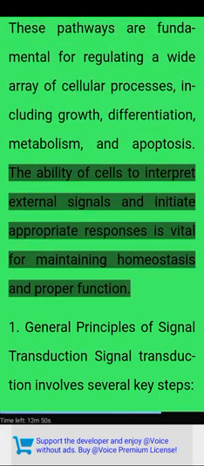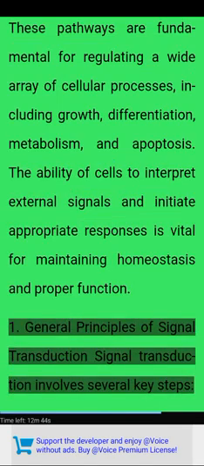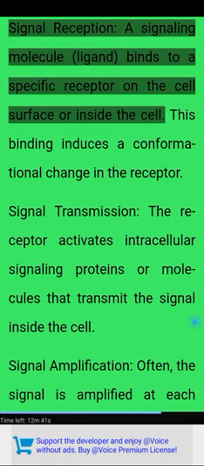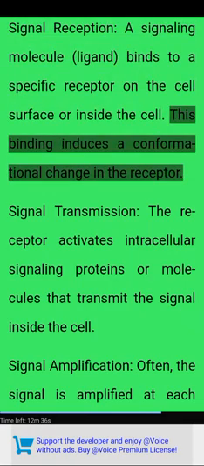The ability of cells to interpret external signals and initiate appropriate responses is vital for maintaining homeostasis and proper function. 1. General principles of signal transduction. Signal transduction involves several key steps. Signal reception: a signaling molecule, or ligand, binds to a specific receptor on the cell surface or inside the cell. This binding induces a conformational change in the receptor.